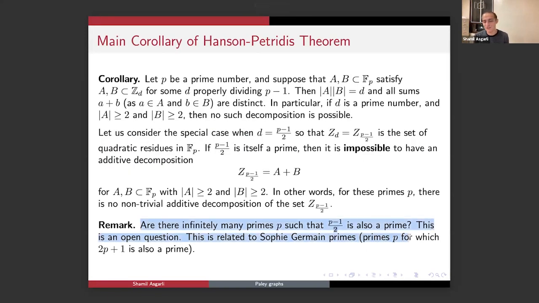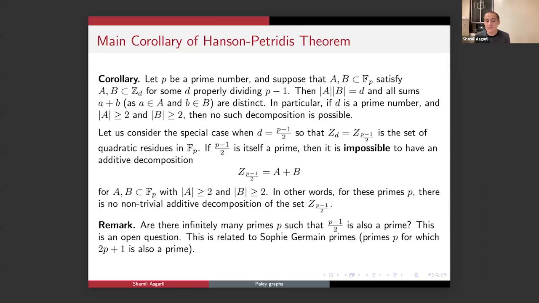And so here's a natural question. Can we even find infinitely many primes P such that P minus 1 over 2 is also prime? Because if you can show that there are a lot of primes like this, then you can apply the Hanson-Petridis result directly. For those primes for which P is prime and P minus 1 over 2 is prime, the Hanson-Petridis result goes through directly, and it shows that Z sub P minus 1 over 2, the set of all quadratic residues, does not admit a non-trivial additive decomposition. So we should interpret that result by saying that quadratic residues do not have additive structure.